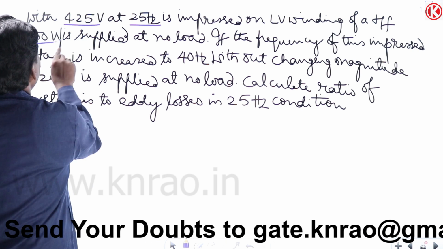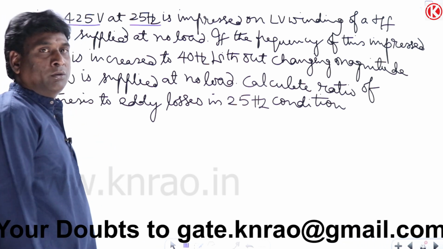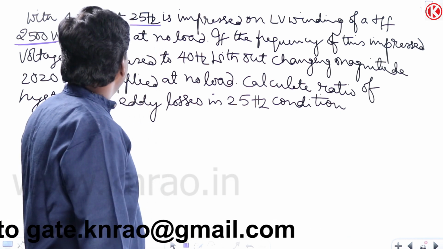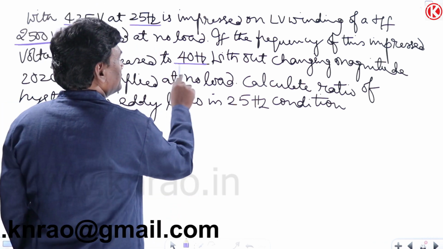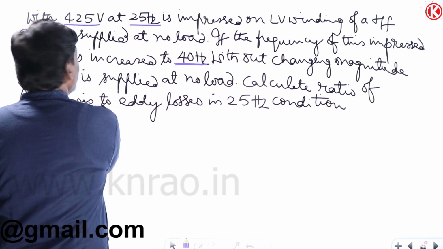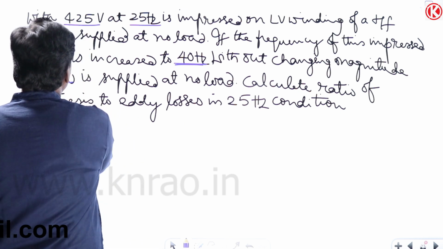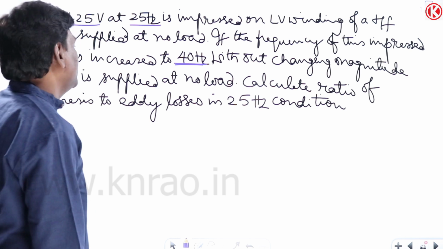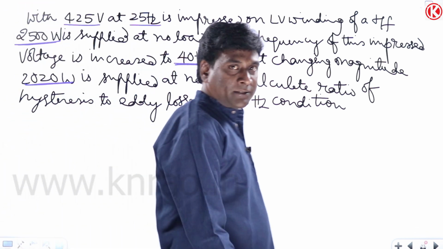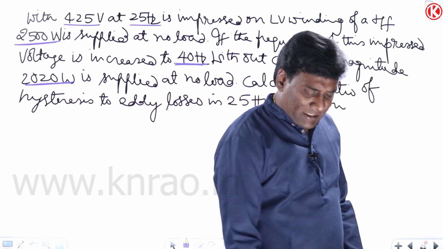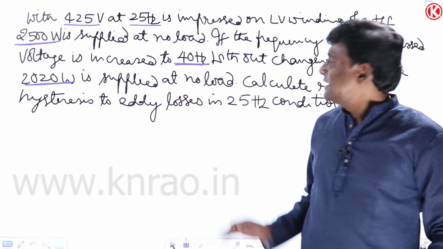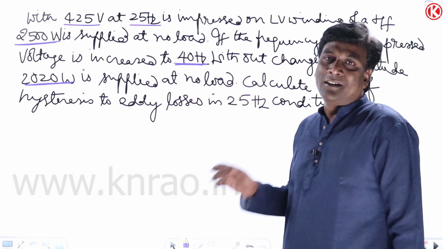Okay, this operating engineer question: 425 volts at 25 Hz is impressed on LV winding of a transformer, 2500 watts is supplied at no load, meaning that core loss. If the frequency of this impressed voltage is increased to 40 Hz without changing its magnitude of voltage, 20 watt, calculate ratio of hysteresis to eddy current loss in the 25 Hz condition. Similar problem they asked in GATE, but they have given V by F ratio as constant, but here V by F ratio is not being maintained constant.